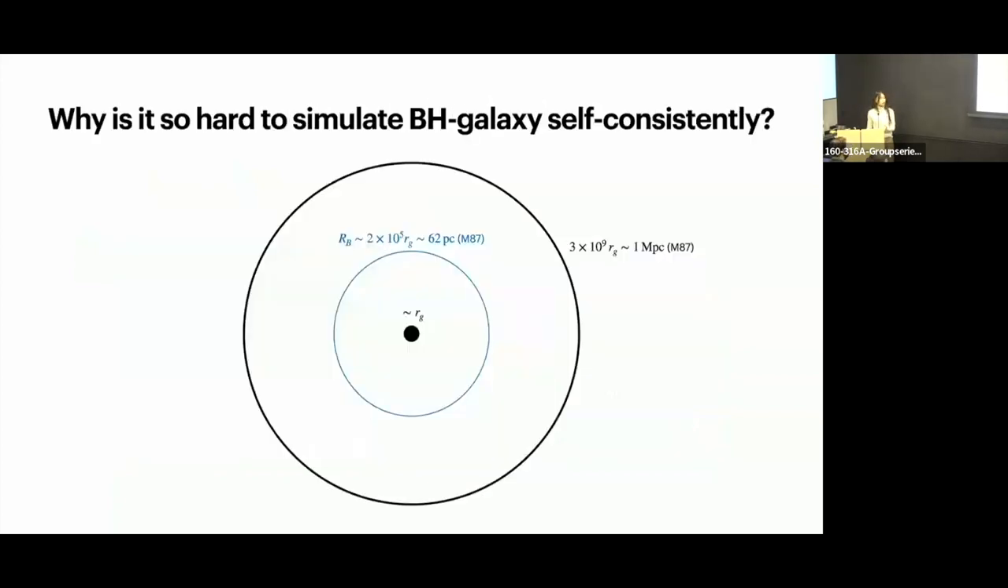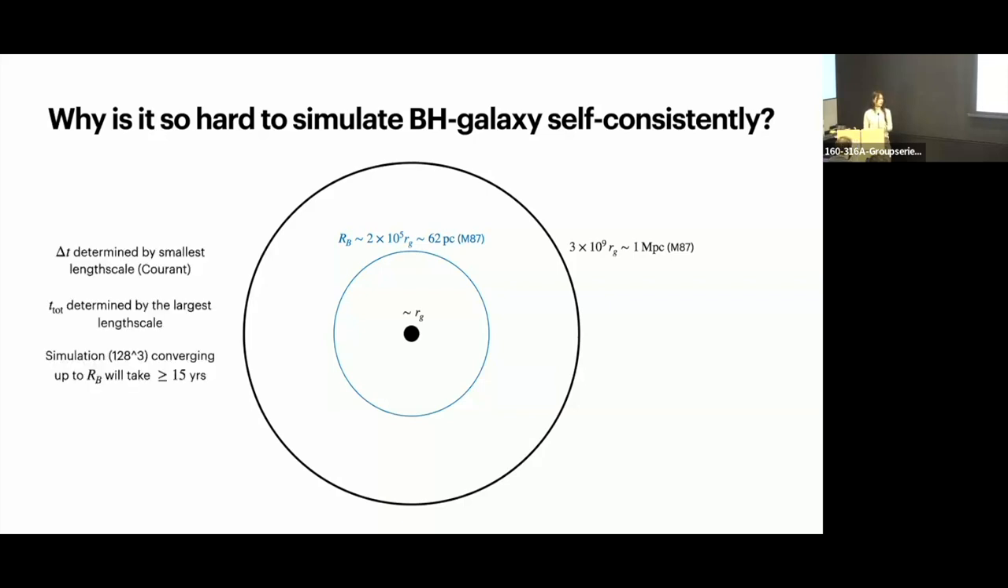So I wanted to go over why it is so hard to simulate the black hole plus galaxy system in just one simulation self-consistently. We can look at the scales that are involved. In the middle, we have a black hole where the smallest length scale is around the gravitational radius. And then there is a boundary radius, which is around 10⁵ times that. And then the largest scale, 1 megaparsec, would be around 3 × 10⁹ gravitational radii.